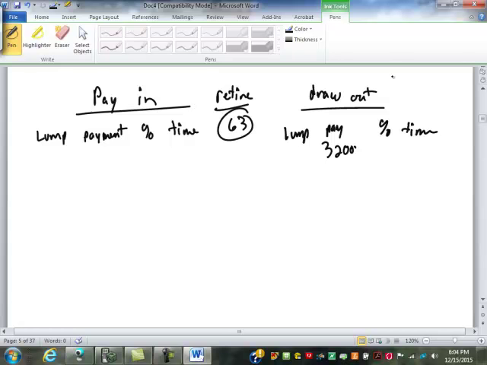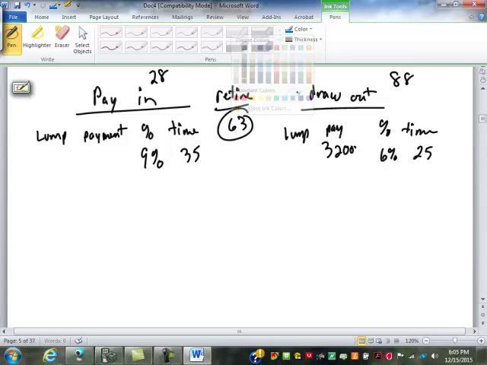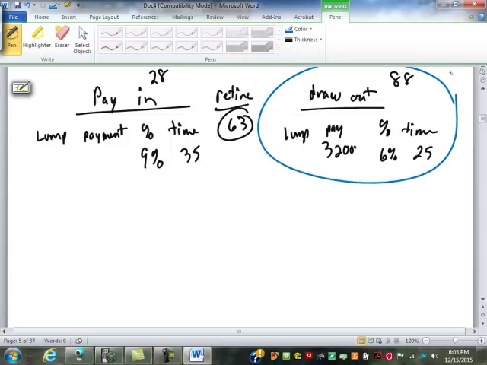Estimates will live to 88. So there's our time. 88 minus 63 is 25 years. Draws 6% while drawing out and 9% while paying in, and is currently 28 years old. So 63 minus 28 is 35 years. So the side that we have 3 out of the 4 is the drawing out side. So we can find the lump sum. So that's where we're going to start.